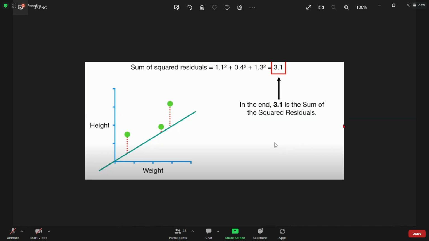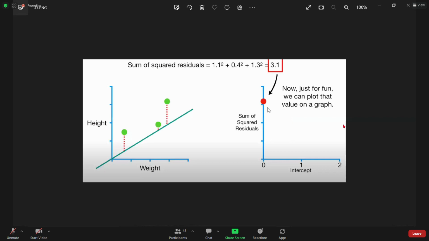So my question, let's plot the 3.1 point here. What is this called? The cost function. This point we created when the intercept is 0.